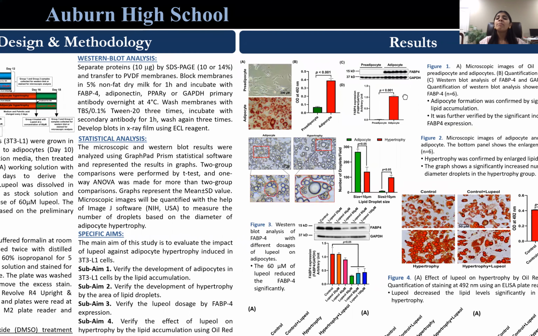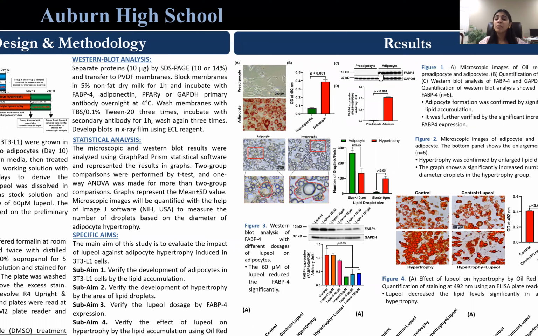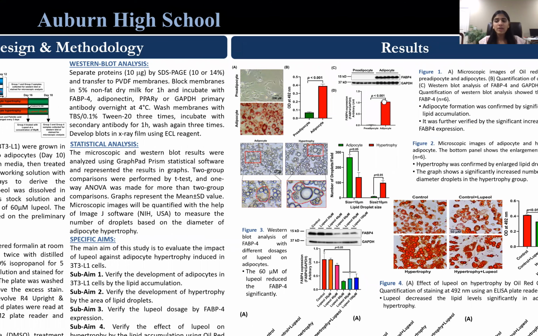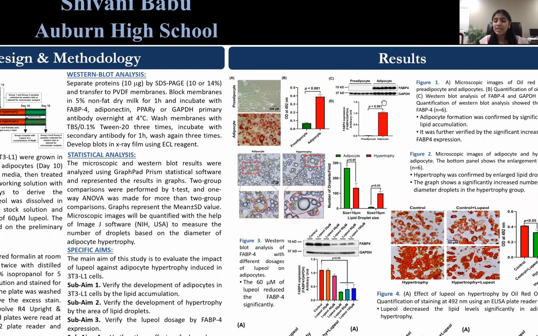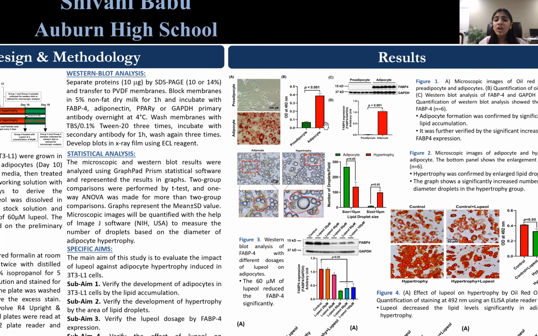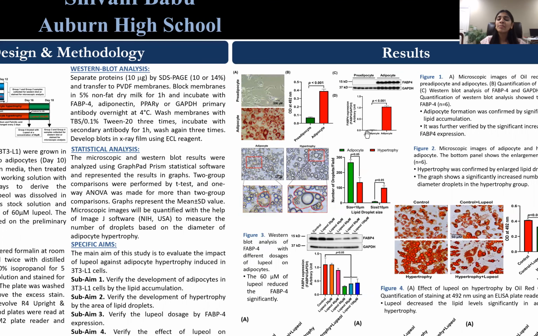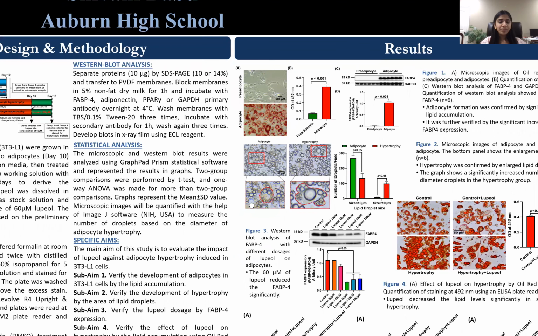And number 2, by doing a Western blot analysis and looking for a specific protein called FABP4, which is a protein that binds to fatty acids. And if there's more, there is more lipid content within the adipocyte. And as seen in both, there was a much higher lipid content and much larger expression of FABP4 in the adipocytes when compared to the pre-adipocytes in the beginning, thereby confirming that the adipocytes had formed.